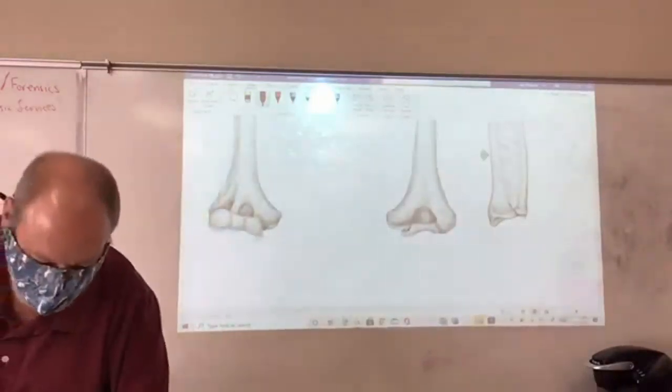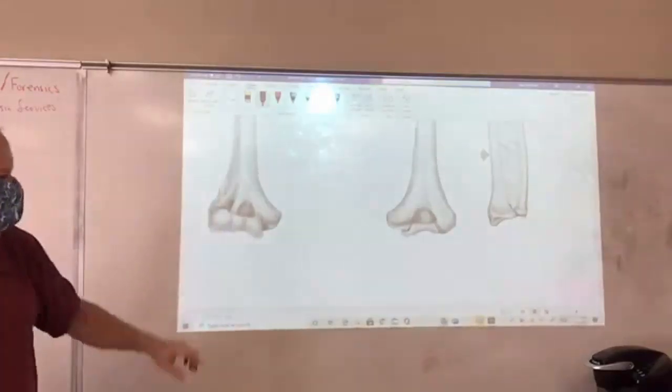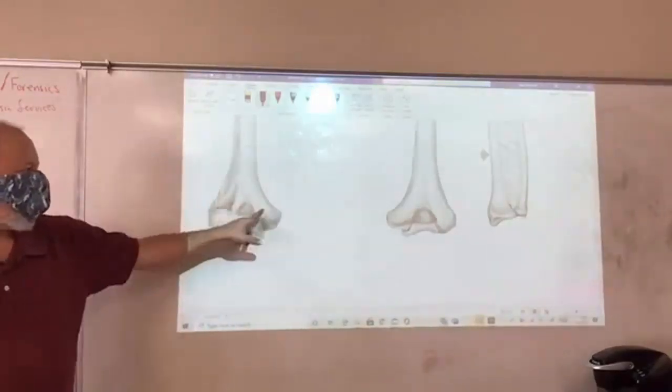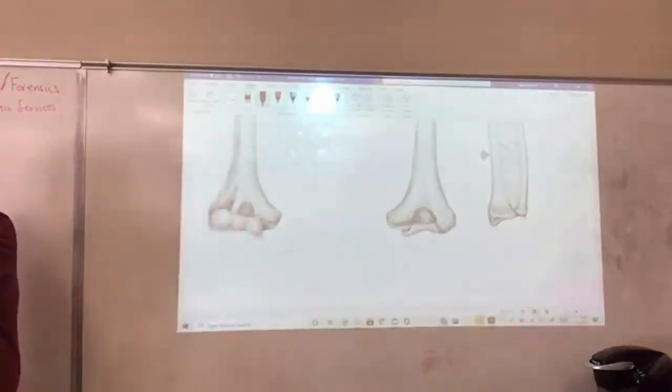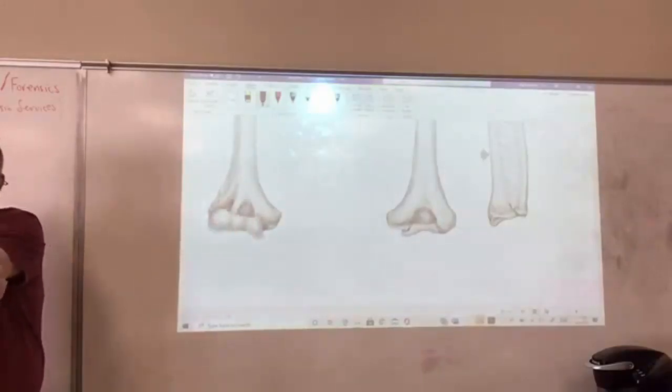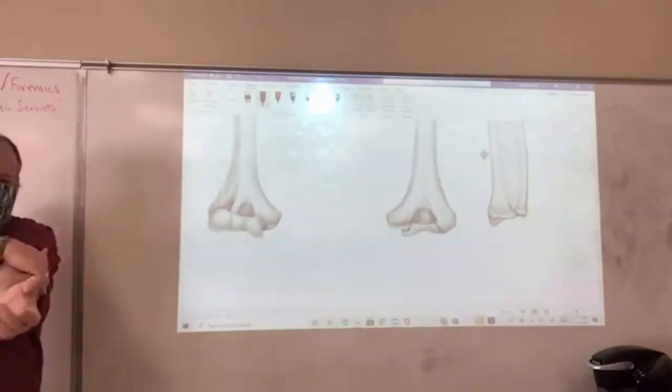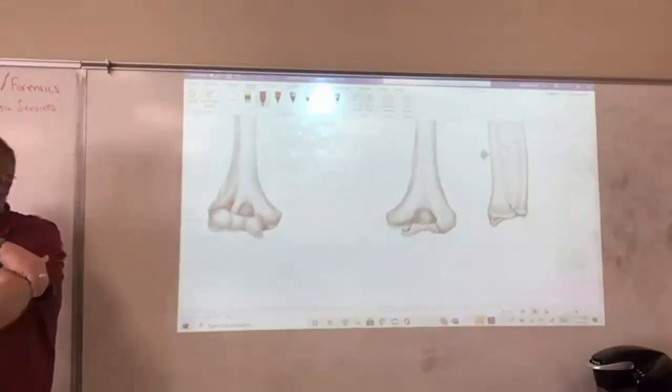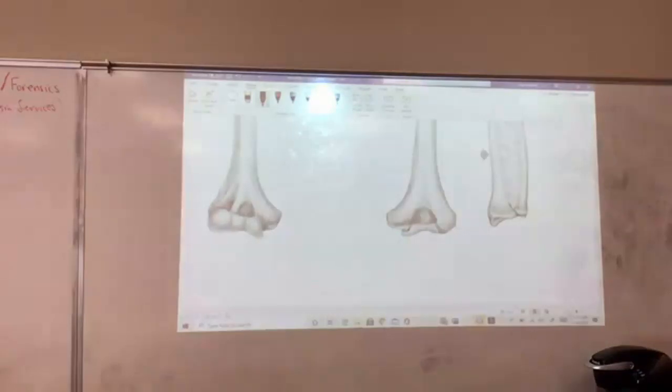First of all, you can feel these 2 points of bone, right? I can hold my arm like this, and you can feel those 2 points of bone at the distal end of your humerus. There's one right here, and there's one on the other side. Here's the one on the medial side, and here's the one on the lateral side, right? So I can feel these 2 points of bone.